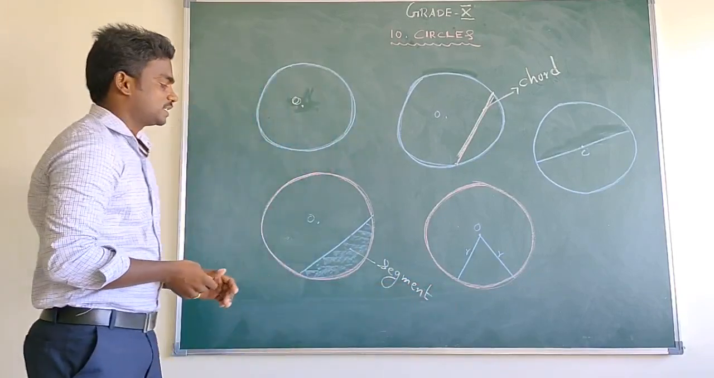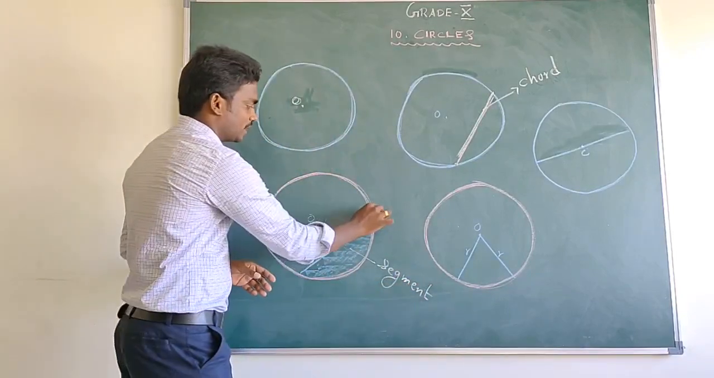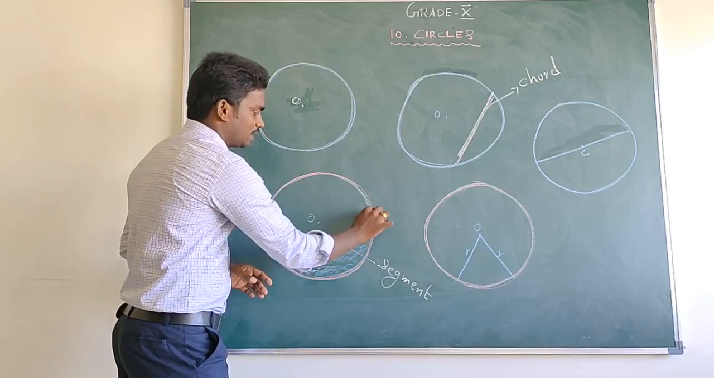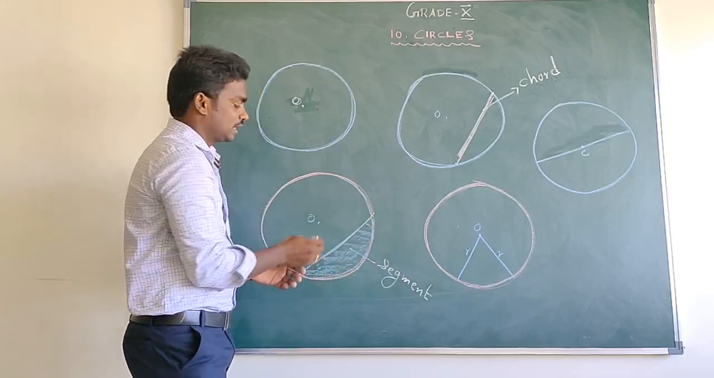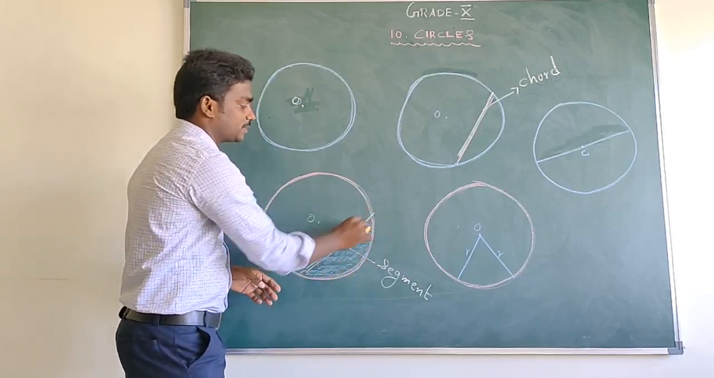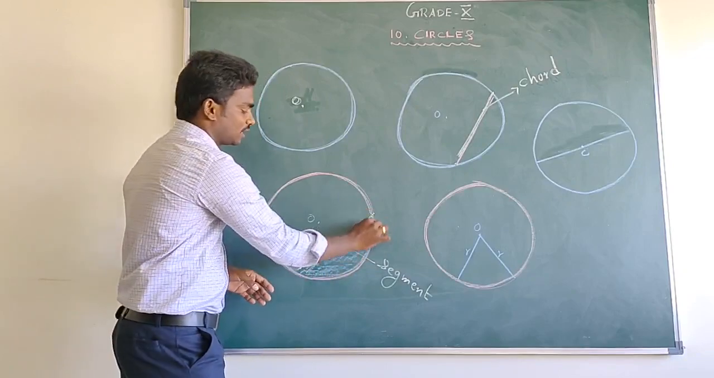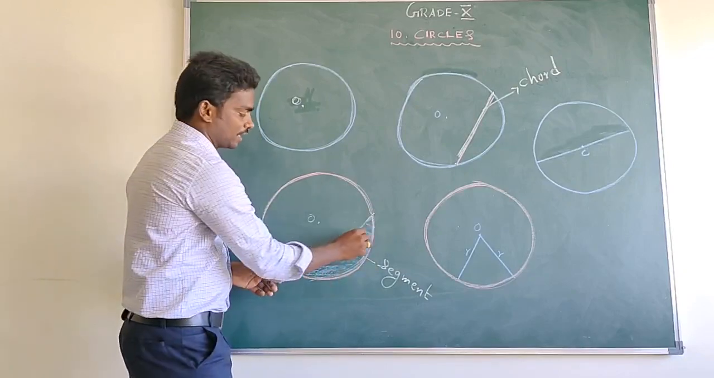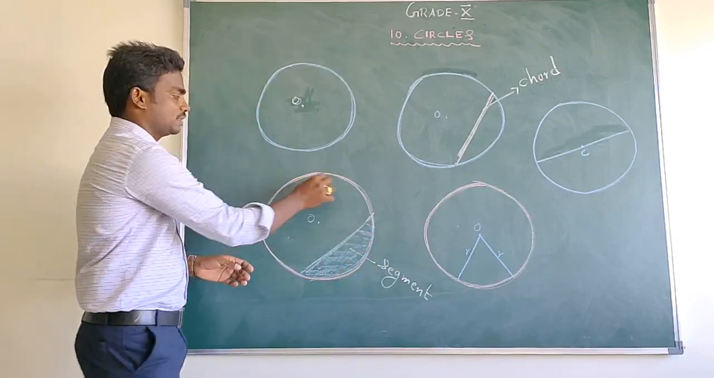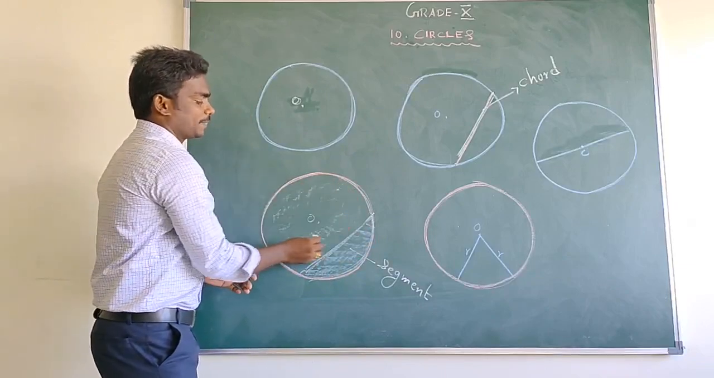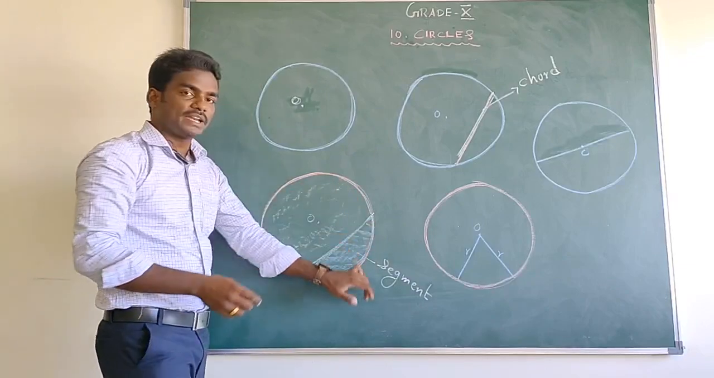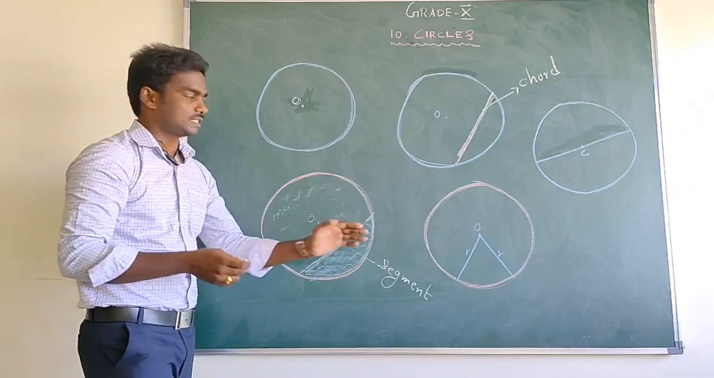What is meant by a segment? A segment is the space occupied between the line segment and the arc of the circle. The space between this chord and this arc of the circle is called a segment. The smallest space is called the minor segment and this one is called the major segment.